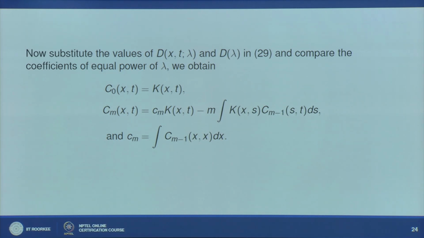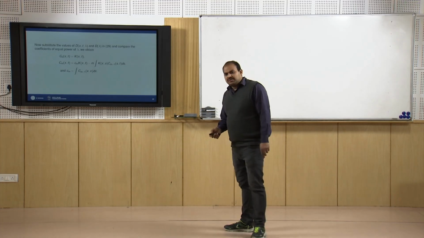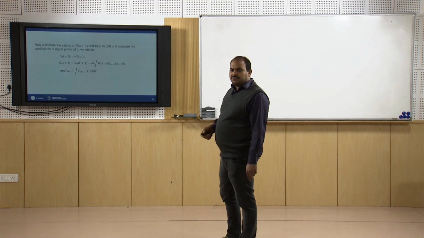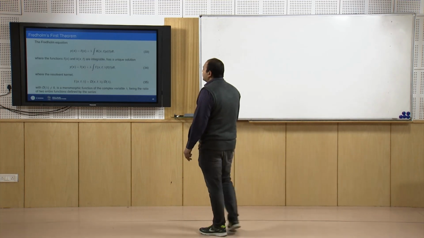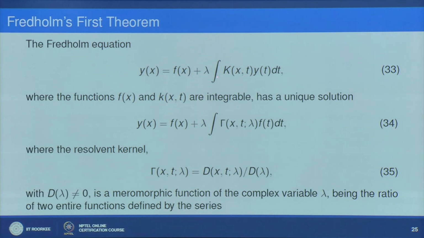Now we want to summarize before using this result to find the solution y of x. Let us summarize the discussion in the following theorem, which is known as Fredholm's first theorem. It says that the Fredholm equation y(x) equals f(x) plus lambda times the integral from a to b of K(x,t) y(t) dt, where the function f(x) and the kernel K(x,t) are integrable, has a unique solution y(x) equal to f(x) plus lambda times the integral of gamma(x,t;lambda) f(t) dt. Here gamma(x,t;lambda) is denoted as the resolvent kernel, given as a ratio of two entire functions D(x,t;lambda) and D(lambda), and we have assumed that D(lambda) is non-zero.